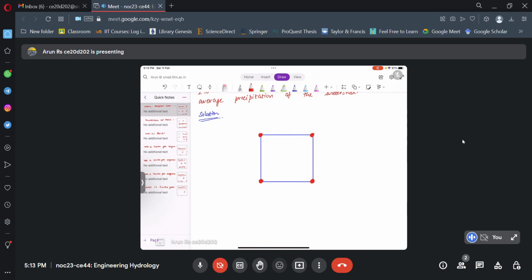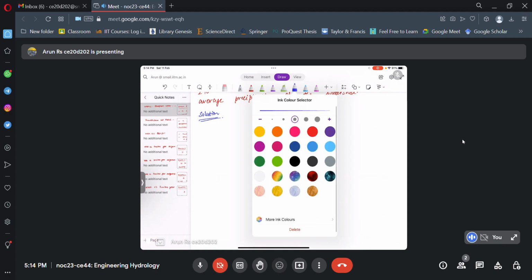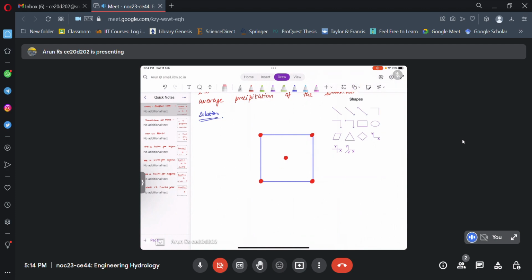And another rain gauge is at the centroid. So the centroid is at the place where the two diagonals intersect. Okay, now we need to join all these stations by a series of triangles. So I am joining each side with a triangle, and these triangles should not overlap.